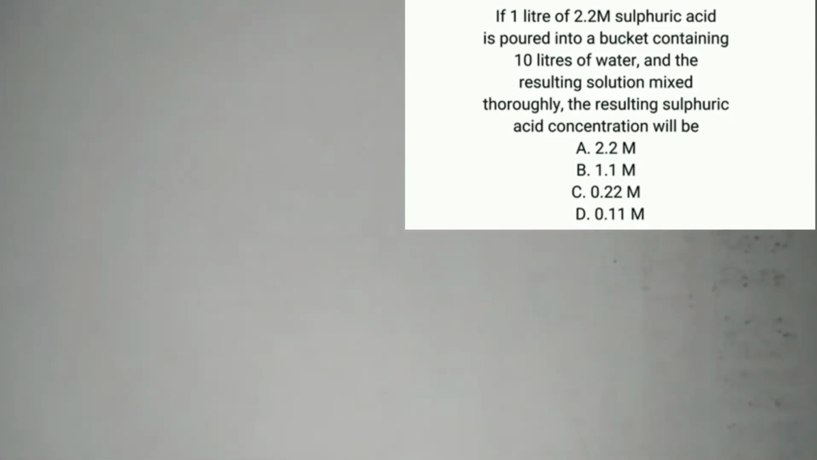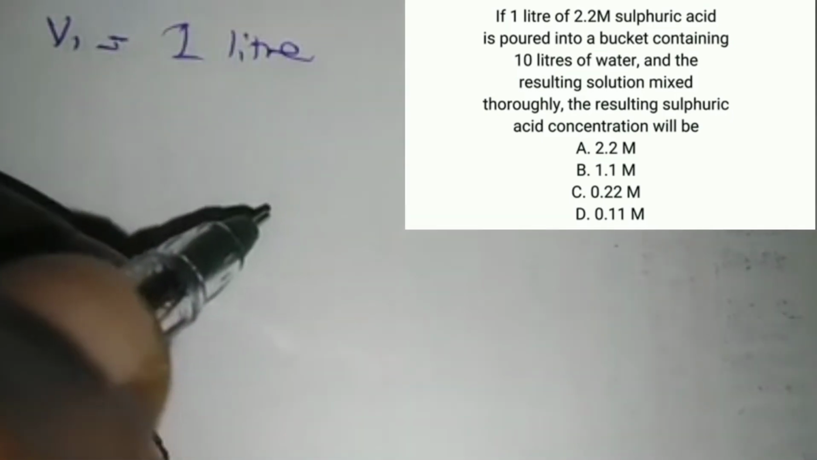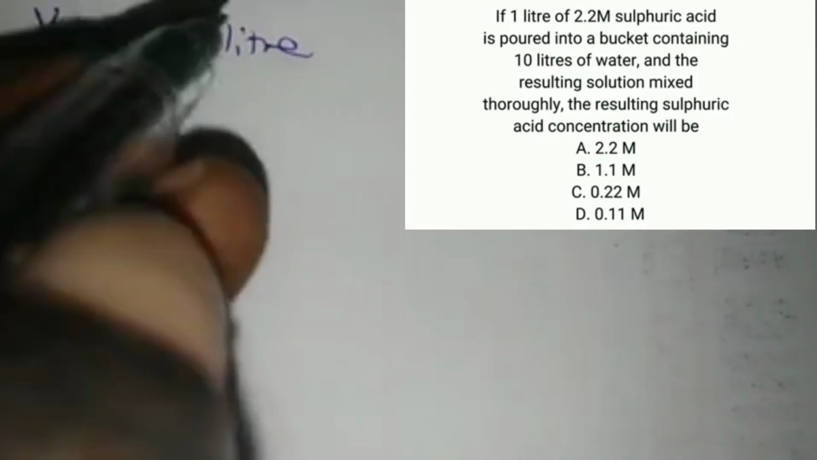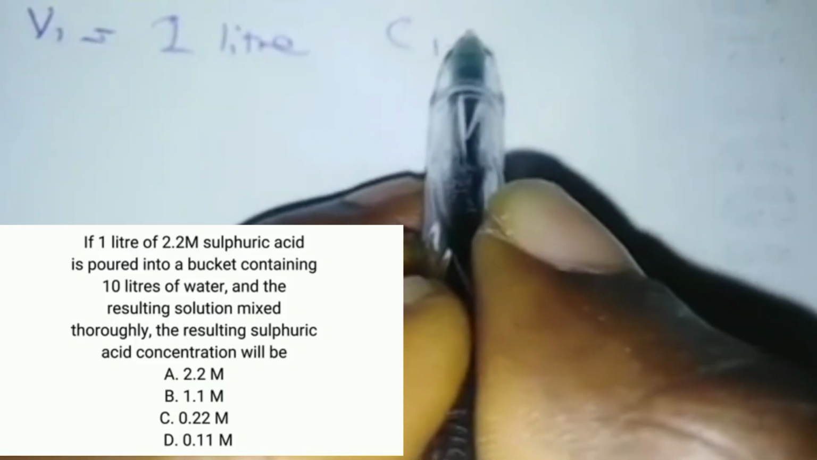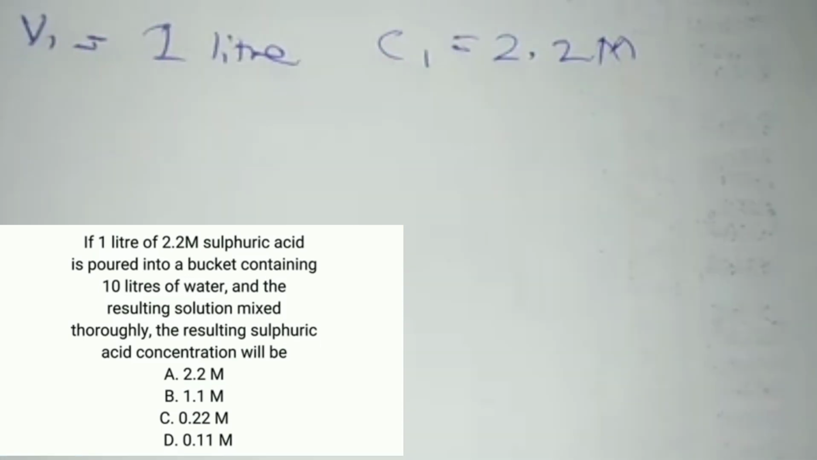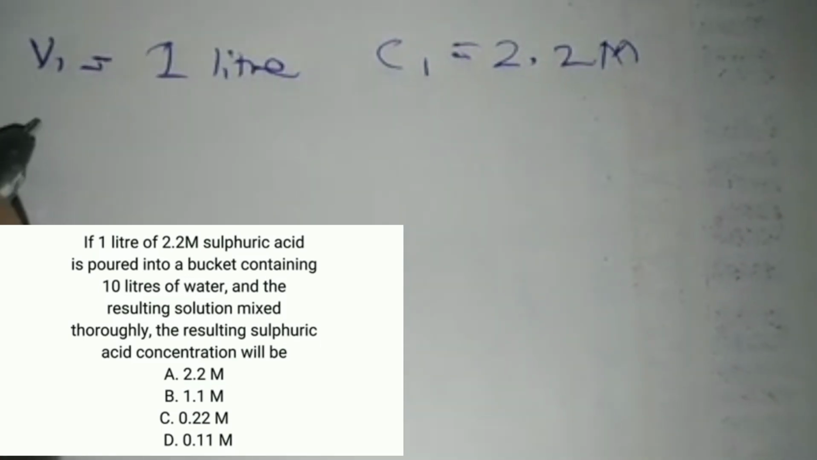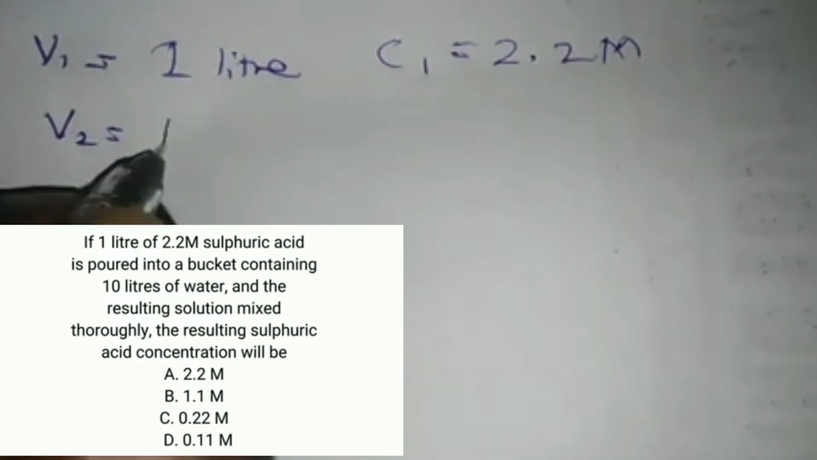The first information that was given to us is 1 liter of 2.2 moles of sulfuric acid. I'm talking about our volume, which I'll call V1 since I have more than one volume: 1 liter of 2.2 moles of sulfuric acid. That is talking about the concentration, which I would also like to call my C1. 2.2 mole is poured into a bucket containing 10 liters of water. So that is talking about my volume 2 now, 10 liter.